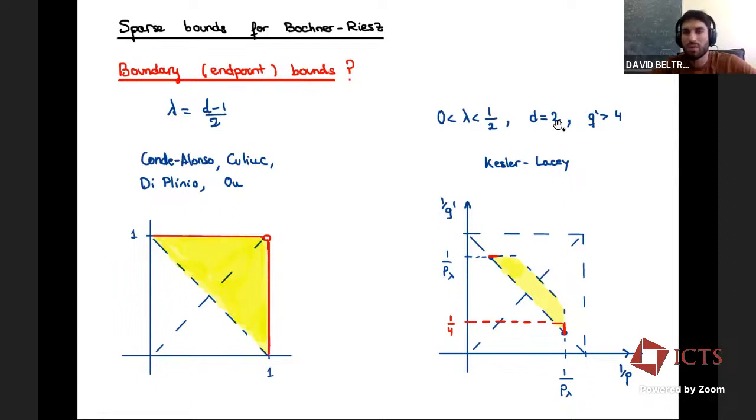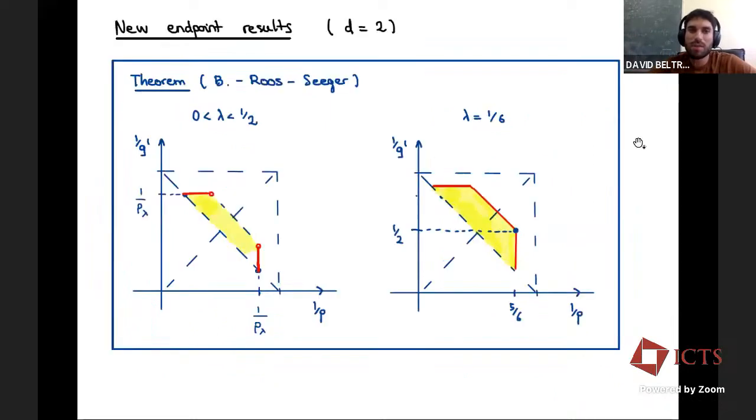Probably the reason was because that's where Bochner-Riesz is known, and then all the numerology is available. So the main result that I want to present is that we are able to close that gap in the work of Kesler and Lacey, and we are able to extend this to the whole vertical line, except for the upper end. And this would follow by duality for this horizontal region. So we are able to obtain that for all lambdas, in 2 dimensions, and at that critical index. So that refines all the weak type bounds. And also the special case of lambda equals 1/6.